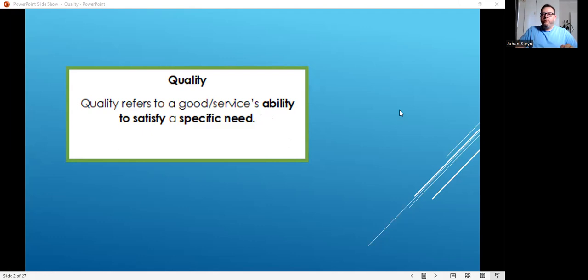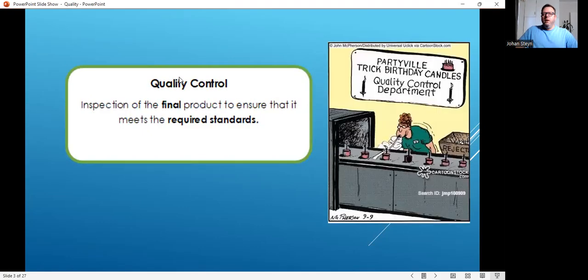And at the end, we will look at quality of performance for businesses. Then we look specifically at how we gauge the quality of a business by means of looking at the business functions. So we start off with quality control.